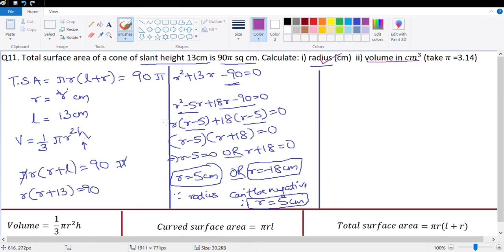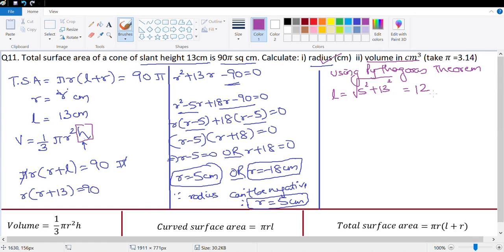For volume, we'll need to calculate h. So using Pythagoras theorem, we will get L is equal to the square root of r square, which is 5 square, plus h square. Here we know there is a 5, 12 and 13 Pythagorean triplet.